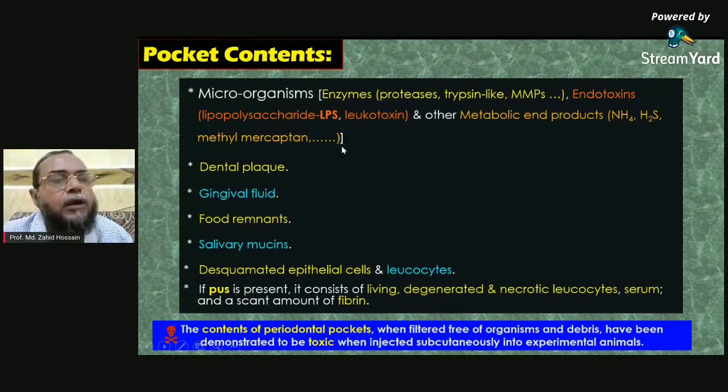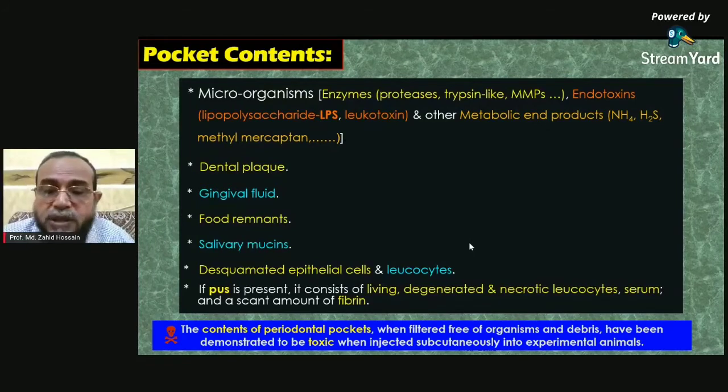Remember this. And also there you can find dental plaque, gingival fluid, food remnants, salivary mucins, because our saliva contains mucins, desquamated epithelial cells and leukocytes. The epithelial cells are destroyed and excavated from the crevicular epithelium or sulcular epithelium, and you can find them in the pocket content. There are a lot of leukocytes; you will find polymorphonuclear neutrophils, and mostly also lymphocytes. If pus is there, you will find living, degenerated, necrotic leukocytes, serum, and a scant amount of fibrin. In the contents of periodontal pockets, sometimes you will find debris.